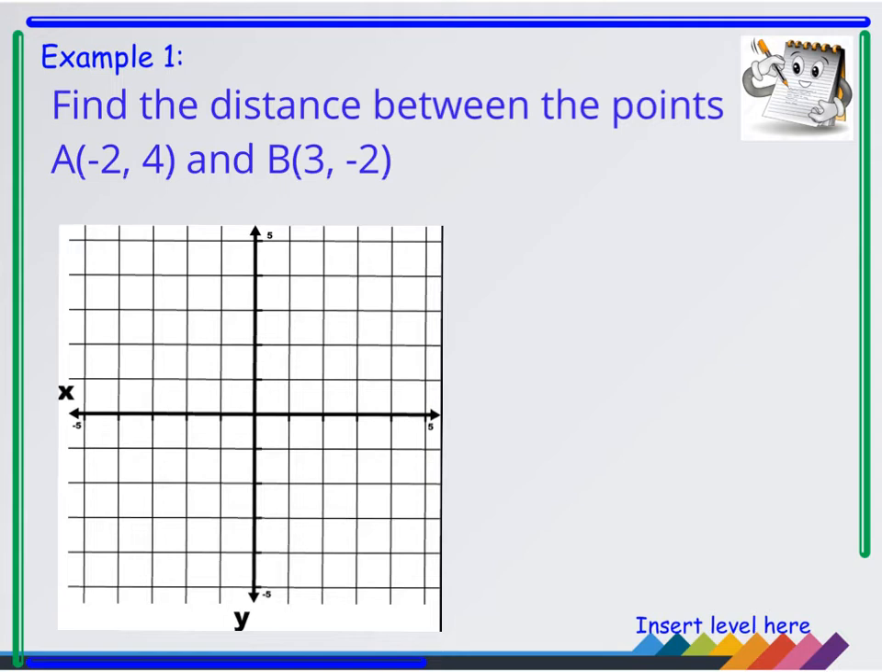So example 1, here we are. We want to find the distance between the points given, A and B. So the first way to find the distance between these 2 points is to do it graphically and plot your points. So -2, 4 would be here. And 3, -2 would be along here. What we then require you to do from there is to turn this into a right angle triangle. Now you can either go down the way or you can go across the way. I'm going to make it a right angle triangle going this way.